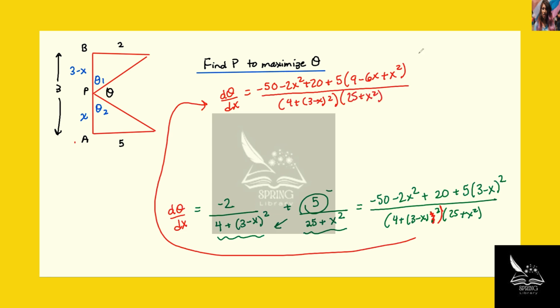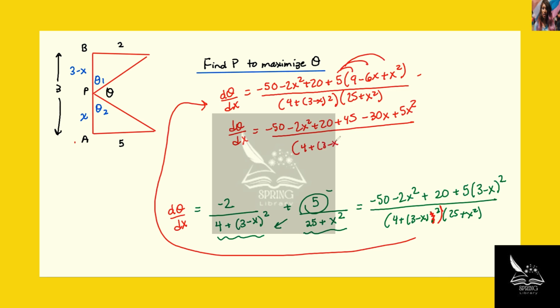Okay, so now I can distribute the 5. I'll do that below. We need a lot of room here. So I'll get minus 50, minus 2x squared plus 20 plus 45, because I can now distribute the 5 to each part, minus 30x plus 5x squared. And then I still have my really big denominator.